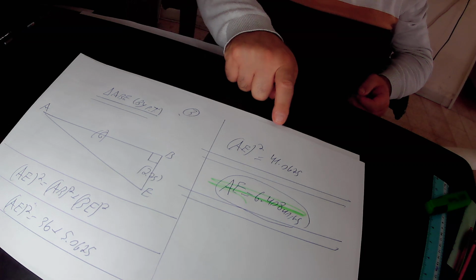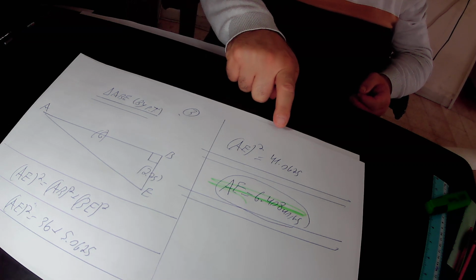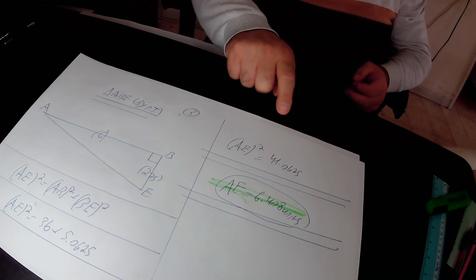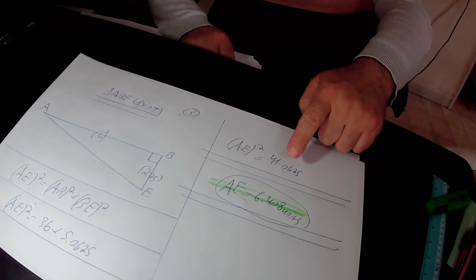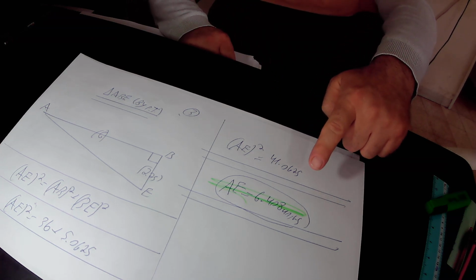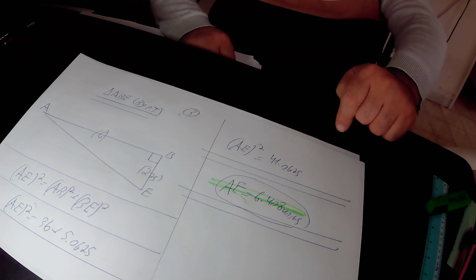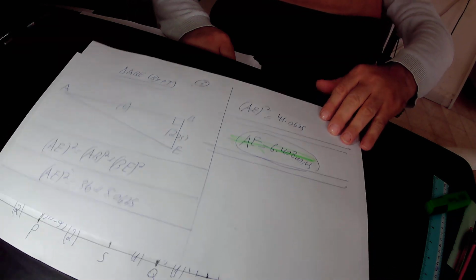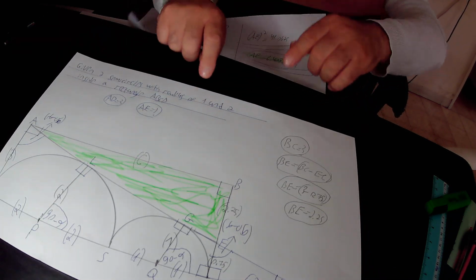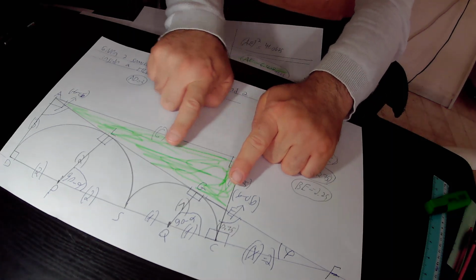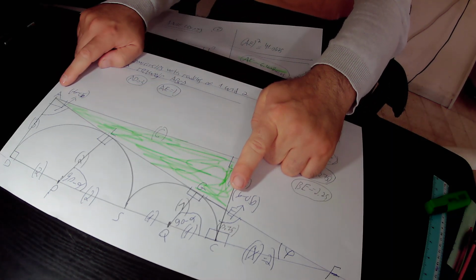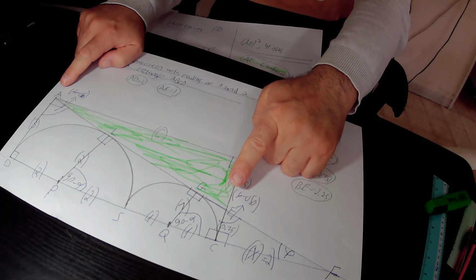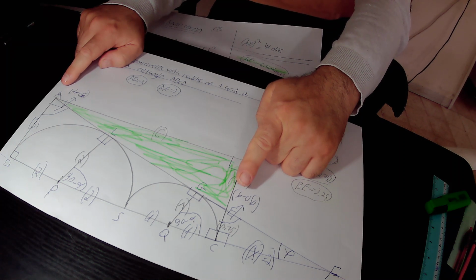Here we take the square root of this equation and finally find that the missing side AE equals the square root of 41.0625. This is actually equal to 6.408 units. To repeat, the missing side AE equals 6.408 units. Okay, thank you very much.